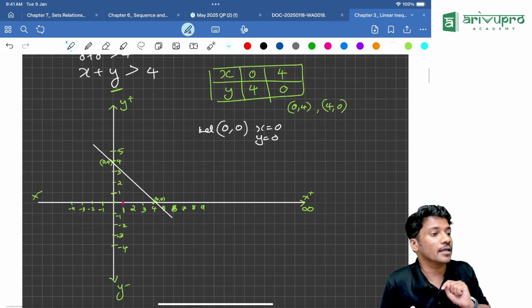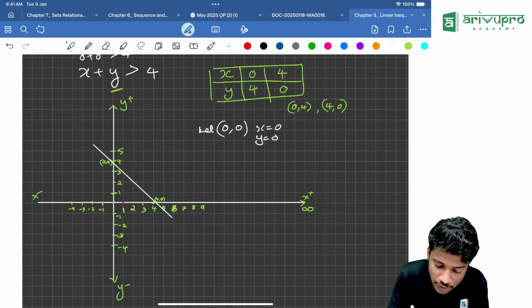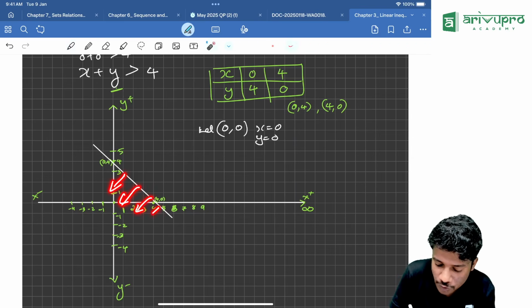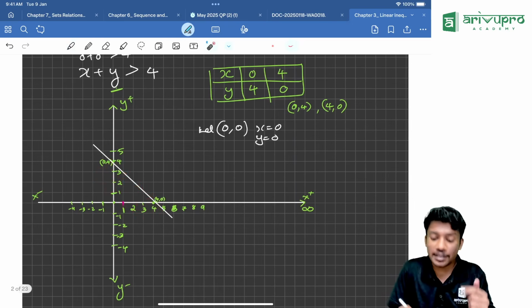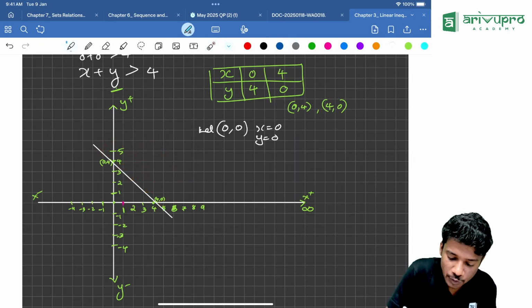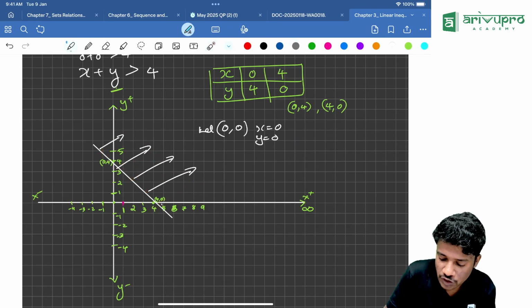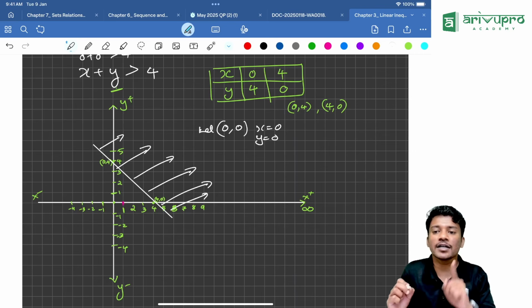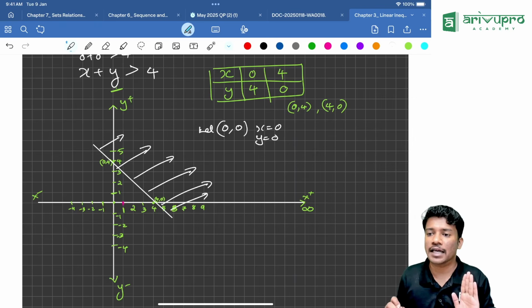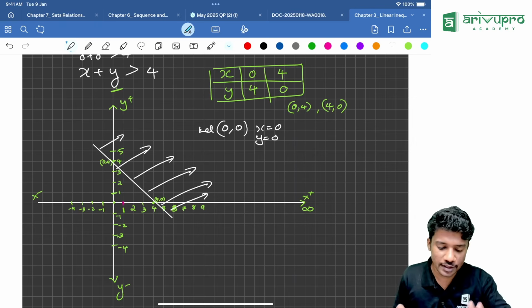What does that mean? The graph is not aiming towards the origin. It is not coming towards the origin. It is going away from the origin. That means the area will be away from the origin. This is the meaning. Everyone understood this? Anyone having doubt, please tell me. I will clarify the doubt right now.